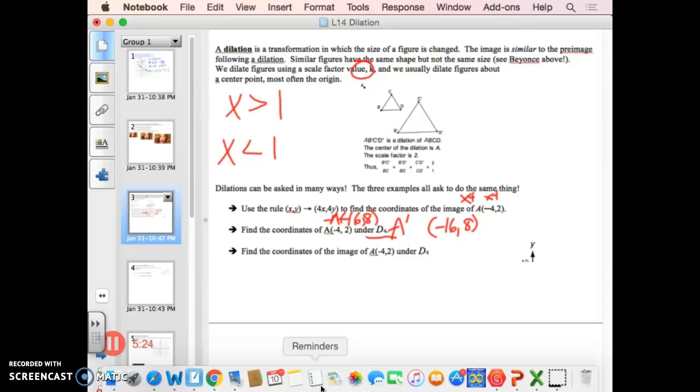And then here again, it's the same situation as the one before.